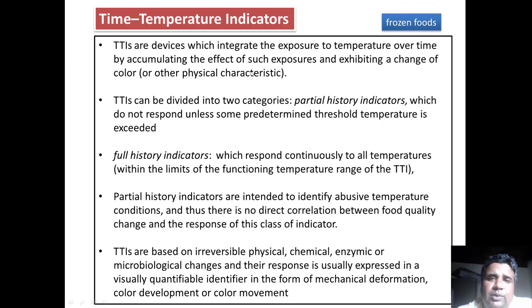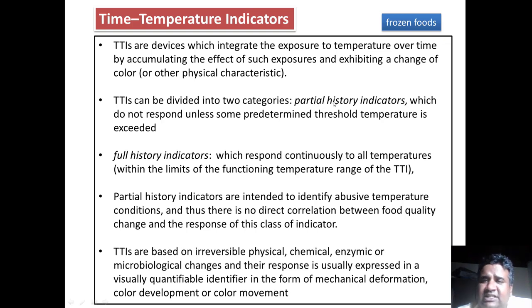So the time will be Monday to Friday, and by accumulating the effect of such exposure it exhibits a change in color. Say our temperature requirement was minus 5 degrees, and if it remains minus 5 degrees from Monday to Friday, there will be no color change. But if accidentally the temperature has increased, then this time temperature indicator will indicate the disturbance or mishandling in the storage by a color change. Hope you understand. Further, these time temperature indicators can be divided into two categories.